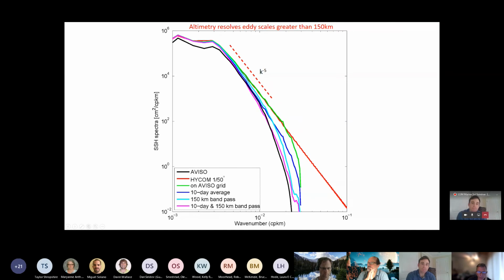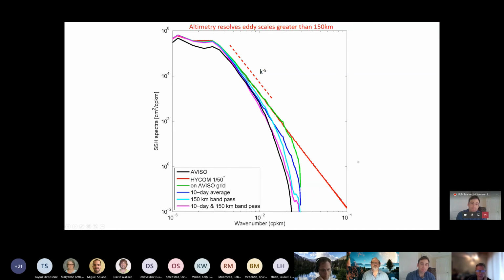And then when we combine the two in purple, you see that the power spectra becomes very close to what you would get if you take only the satellite data. So what this indicates is that the subsampling in time and space of the satellite sea surface height anomaly matters.